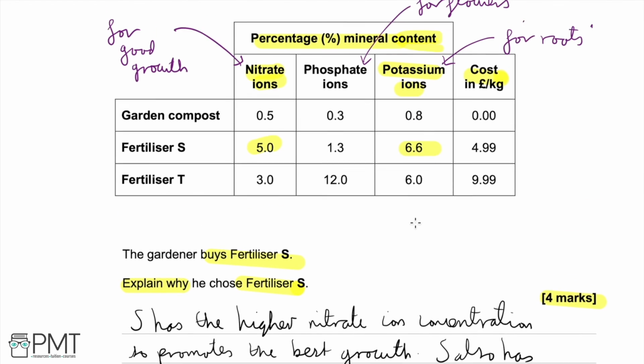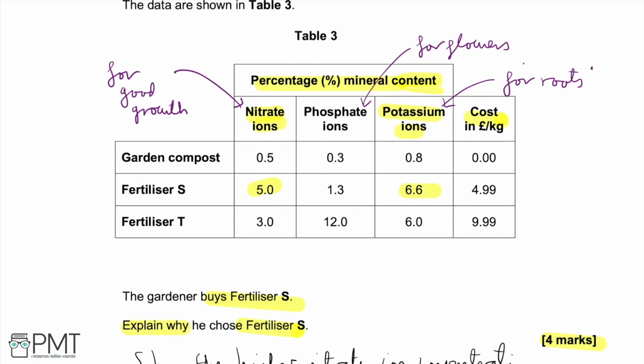Now it's important to notice that with each of the points we're making here, we are quantifying them. We are explaining them. So we're not only saying that it has the highest nitrate ion or potassium ion concentration, we are explaining why this is beneficial.